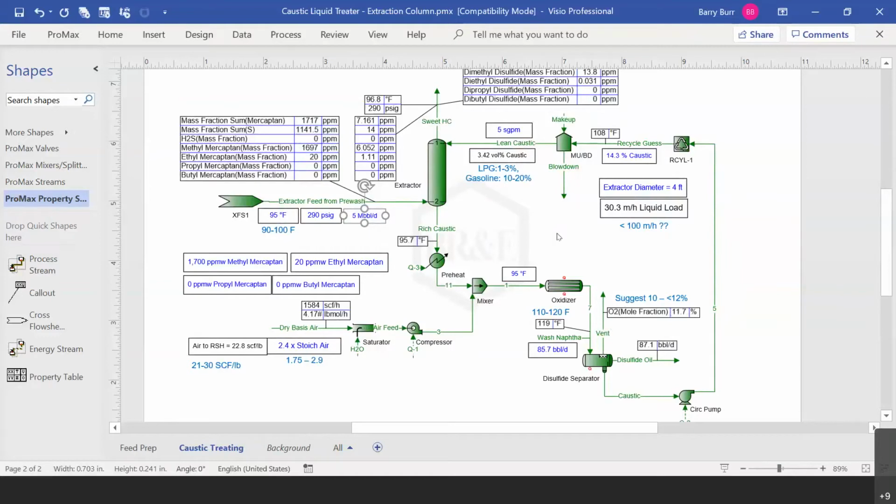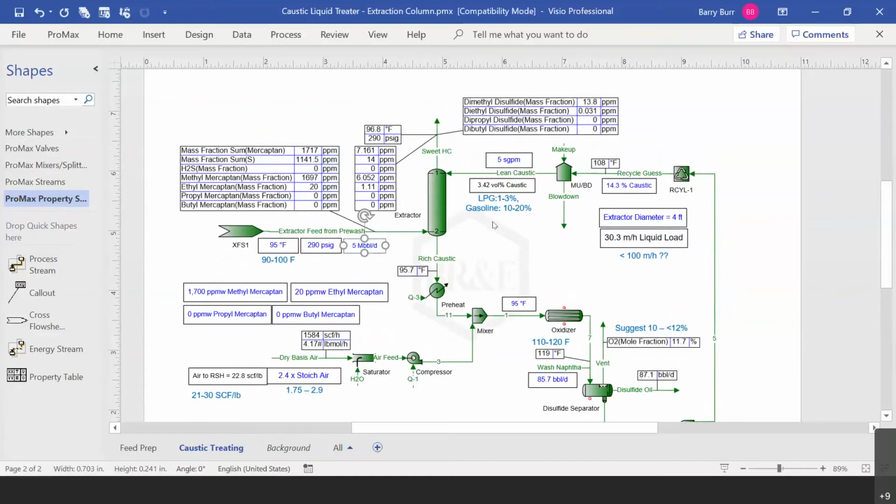Then there is the caustic to hydrocarbon ratio expressed as a percentage. For LPG systems, we like to keep this between 1 and 3%. We've got a little more than we need right here, it looks like. And for the naphtha gasoline range treating systems, you want to keep this caustic to hydrocarbon ratio between 10 and 20%. And then you can set the diameter of the tower, and we'll calculate the liquid load.